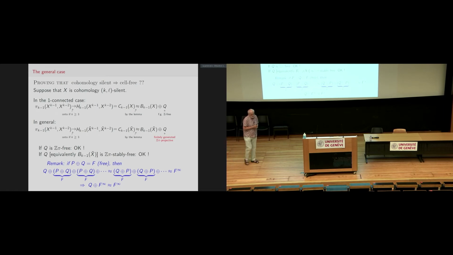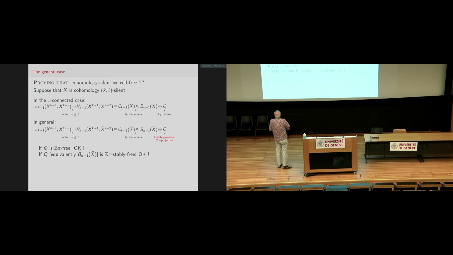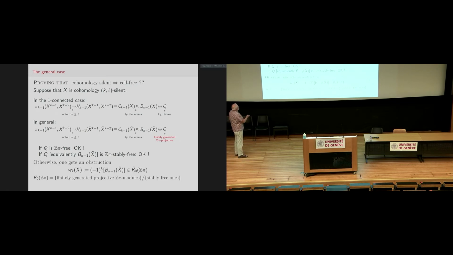That means the statement of the one connected case would be true if we allow the infinite skeleta. So the space would be of finite type and would have the type of something without cells in the required range, but at the expense of having another complex with infinite skeleton. But we don't want that. We want to keep the finite skeleta, but then we are stuck. The non-stably freeness of the module is an obstruction to do that. And this non-stably freeness is measured in a K0 tilde. So we get an obstruction called W_k of X.